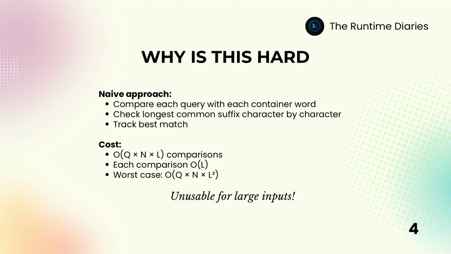The naive approach is straightforward but expensive. For every query, you compare it with every container word. For each comparison, you check the longest common suffix character by character from the end. You track the best match so far based on suffix length, word length, and index. The cost is O(Q × N × L) comparisons, where each comparison can take up to O(L) time. So the worst case here is O(Q × N × L²). That's unusable for large inputs.